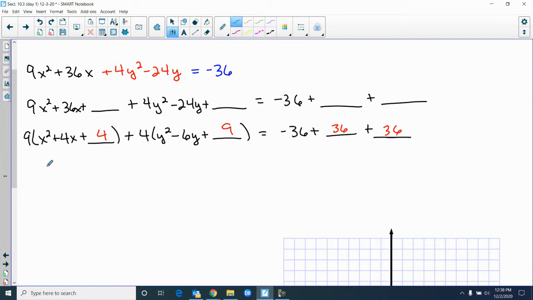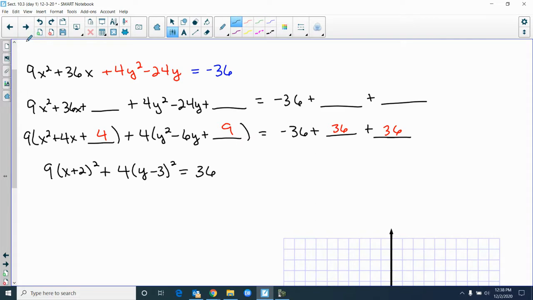So this is what it's going to look like. It's going to look like 9 parentheses x plus 2 quantity squared, because that's what that factors into, plus 4 times y minus 3 quantity squared equals. All right, got a lot of 36s running around here. When we are done, that whole thing just adds up to 36.